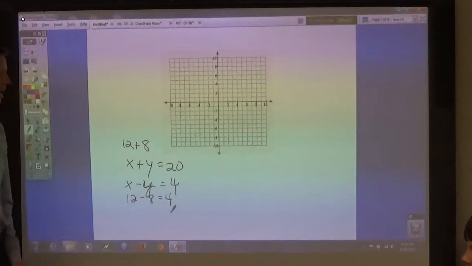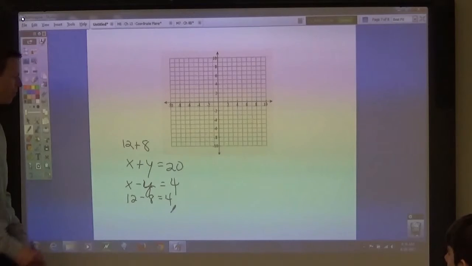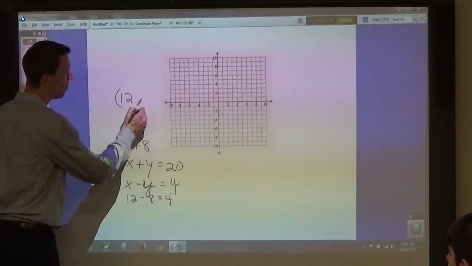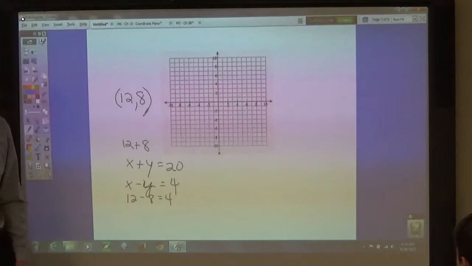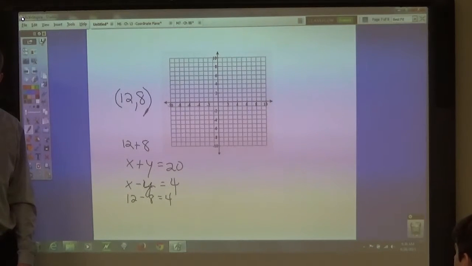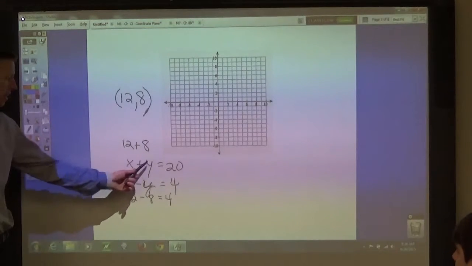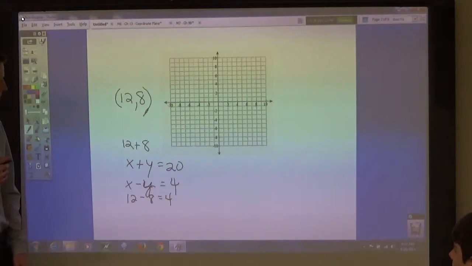Okay? What is the x-coordinate in the system? 12. Right. So the solution is 12, comma 8. And we can graph these as well. How could we graph this, x plus y equals 20? You just go over 12 and up 8. Just 12, 8 right there. Okay, I see what you're saying.